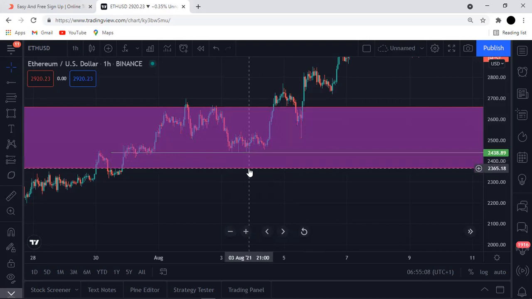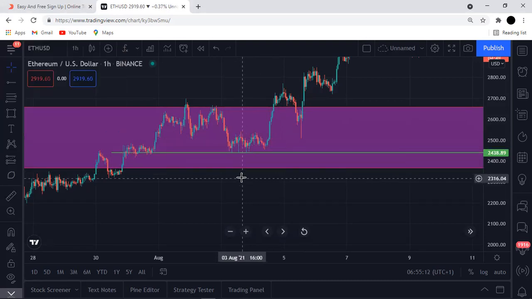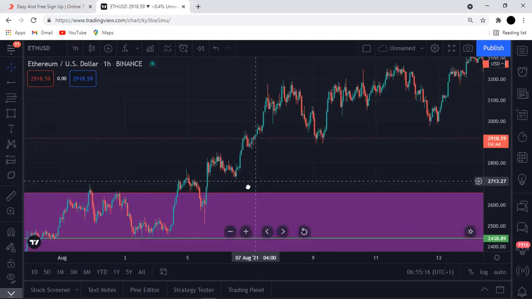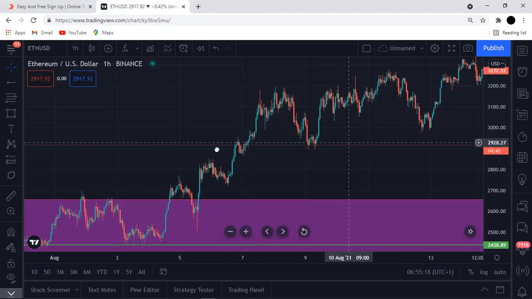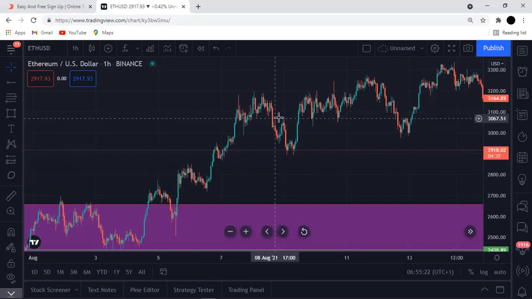I would have placed my stop loss, probably since this is 1 hour. It's still fair. I would have placed my stop loss under here, and I would ride the trend along. So I hope you understand this.